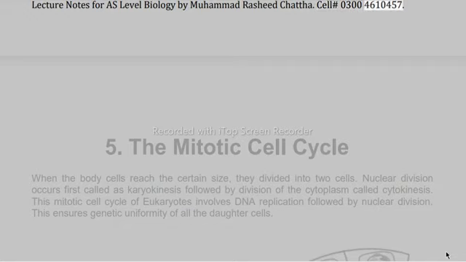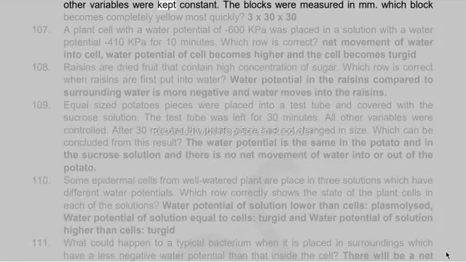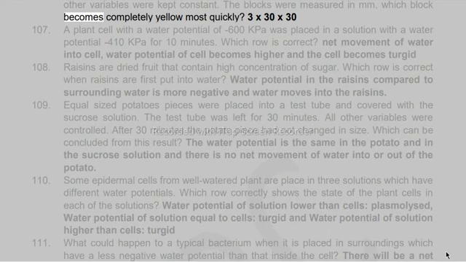Other variables were kept constant. The blocks were measured in mm. Which block becomes completely yellow most quickly? 3 by 30 by 30.